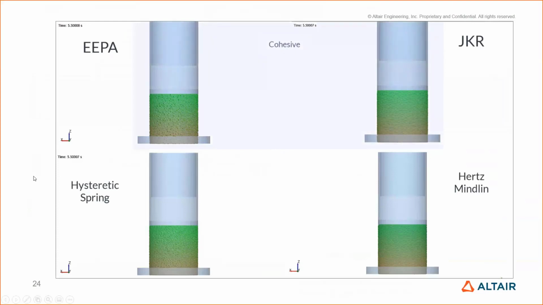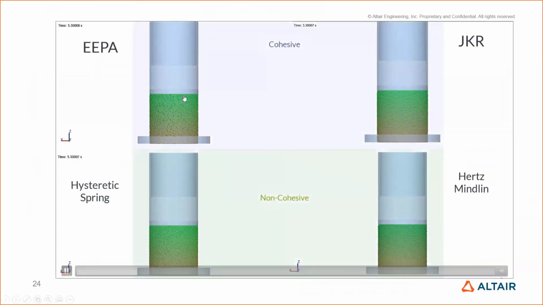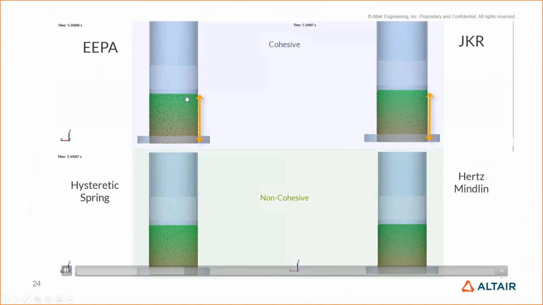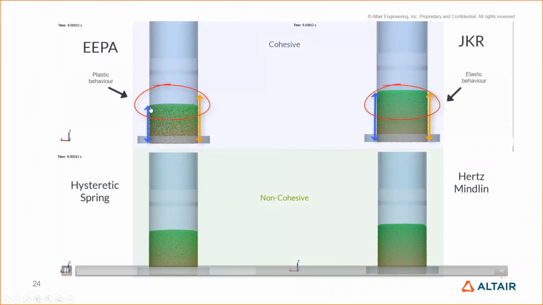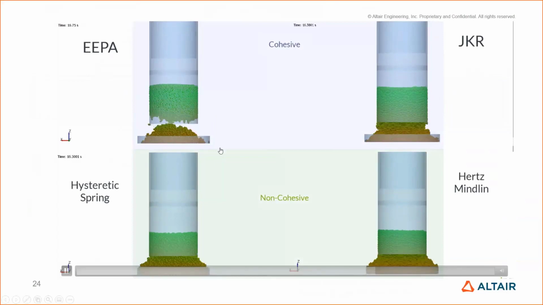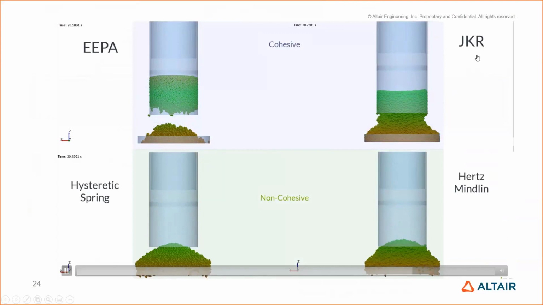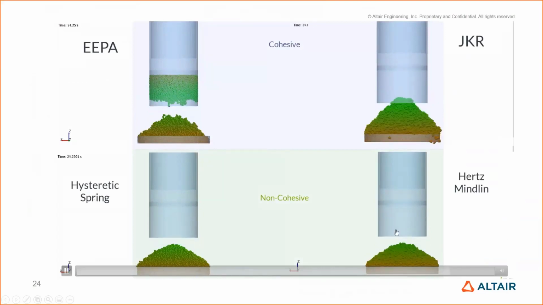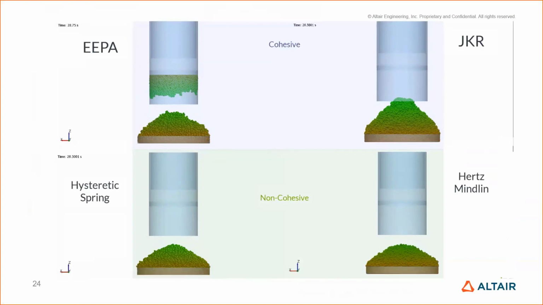We're running the same simulation with the different models. We have a starting point, and we'll compress the material down, and we can see in the plastic models the plastic behavior of the material. It doesn't bounce back to its original starting point. Now we're lifting up the cylinder. We can see the cohesive nature of the EPA and the JKR models, and the more free-flowing behavior of the hysteretic spring and the Hertz-Mendelin models in this case. So the different models can be used to represent the different material types and the range of different behaviors you see across all the various materials.